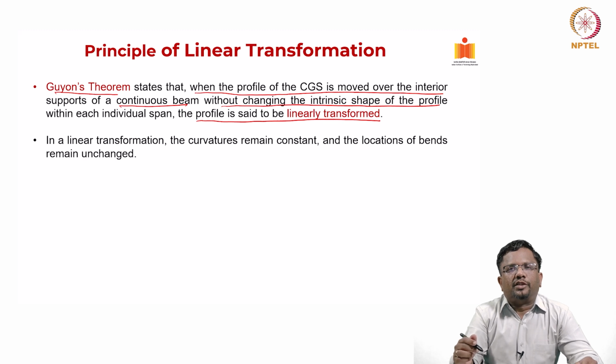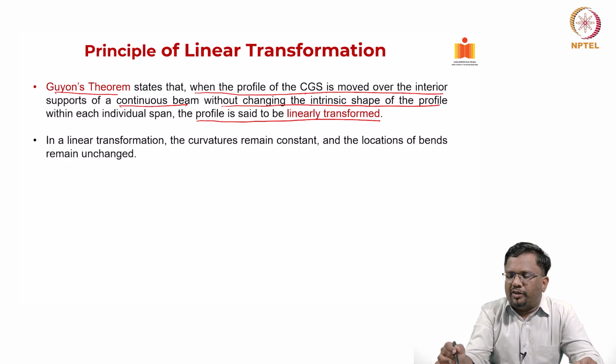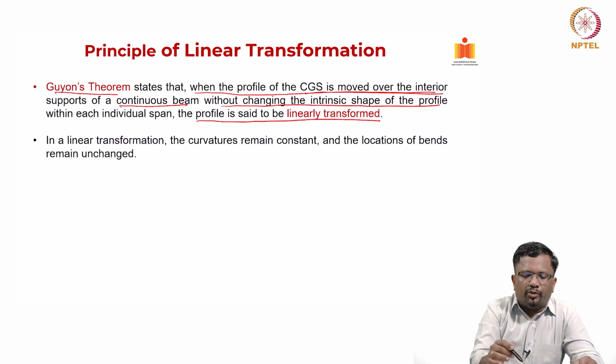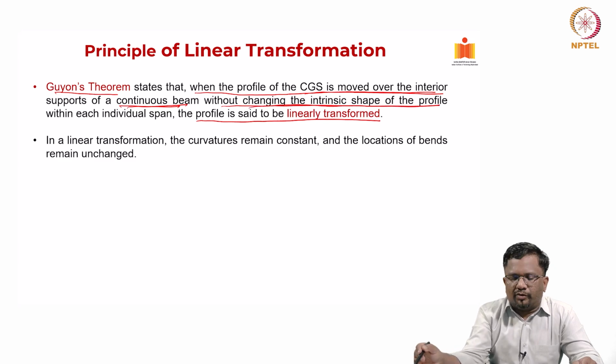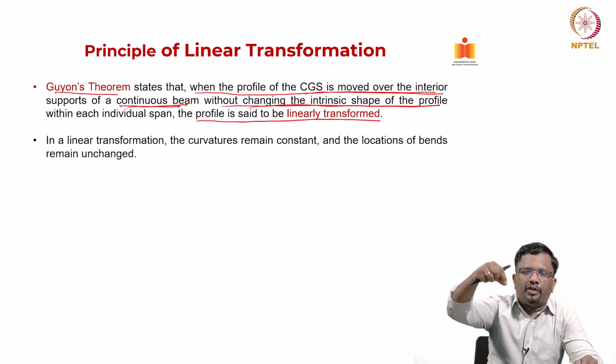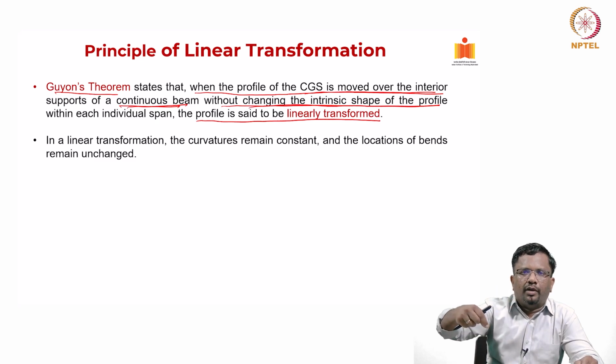So now let's discuss the principle of linear transformation. Guyon's theorem states that when the profile of the CGS is moved over the interior support of a continuous beam without changing the intrinsic shape of the profile in each individual span, then the profile is said to be linearly transformed. So what does it mean? So basically I am just moving the, let's say, imagine the cable like a thread.